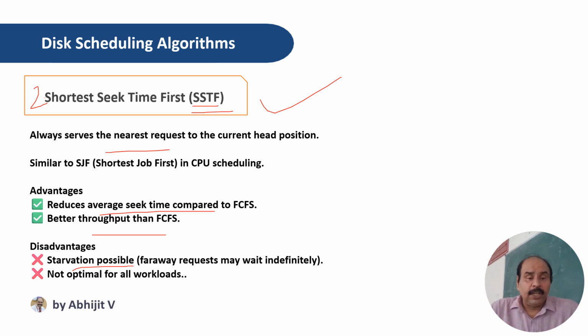Starvation possible, faraway requests may wait indefinitely. Not optimal for all workloads. There might be situations where you need a high priority process or high priority storage, but may take some more response time or seek time. So in that case, you cannot identify which to be done when. Okay, only the seek time is taken as a criteria in this algorithm.